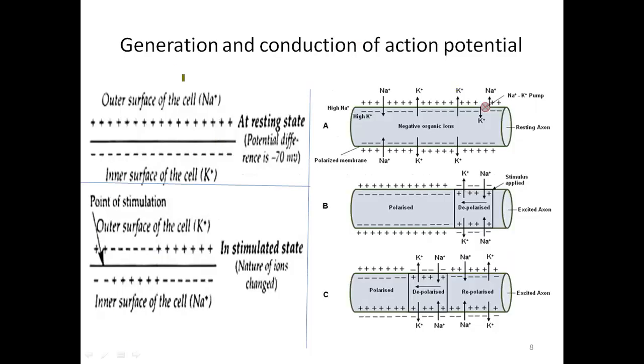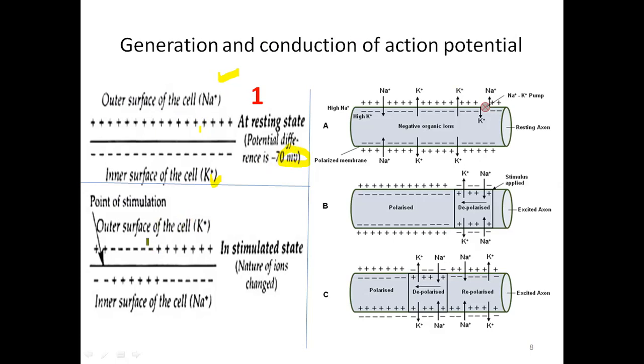In this picture, you see here, at rest, there is positive potential outside and negative potential inside. There are more sodium ions outside and more potassium ions inside. As a result, there is a resting potential of minus 70 millivolts.